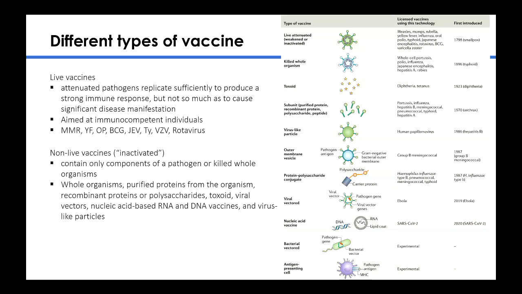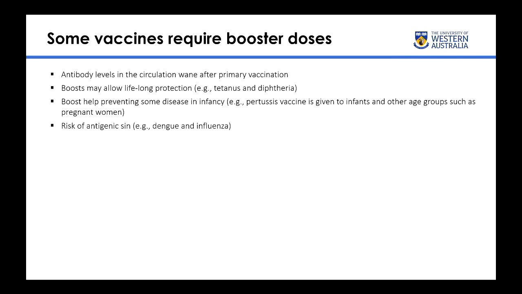We have live and non-live, and non-live, also called inactivated, in quotations. They have only a component of the pathogen or the whole killed pathogen, and there are various different formulations, as you can see listed here. There are some examples you'll see in the next lecture. I have the actual immunization calendar, which you won't need to memorize, but you will remember that MMR is a live vaccine because we talk about it so much that it should be imprinted in your head.